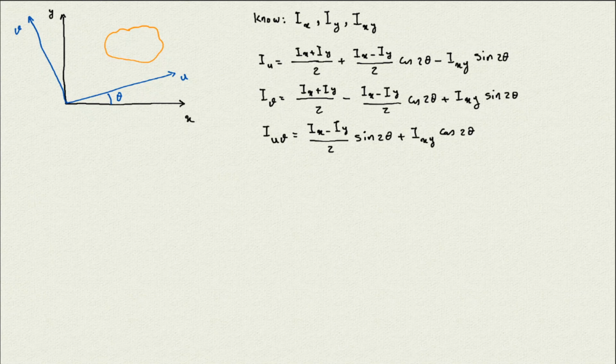So if we know the Ix, Iy and Ixy, which we already know how to calculate, the moment of inertia about the x, the moment of inertia about the y, and the product of inertia about xy, then we can simply use this calculation. If we have the axis rotated by theta, then we can use this equation to calculate the moment of inertia about those rotated axes that we have.